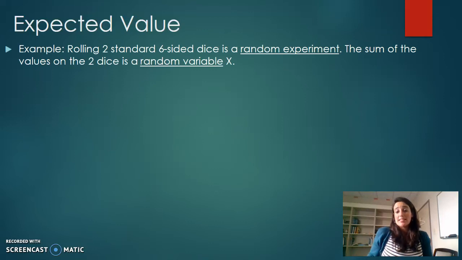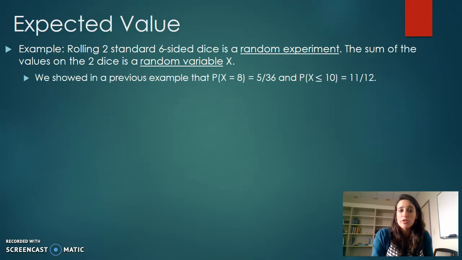If we look at our example of rolling dice, rolling 2 standard 6-sided dice is a random experiment. I could pass out dice in class and have you roll them indefinitely, and that would be like you conducting an experiment. You could write down the sums of the values on those 2 dice, and that would be the random variable x. Every time you roll, you would get a different value, and when we record those, we would just get different numbers throughout the class.